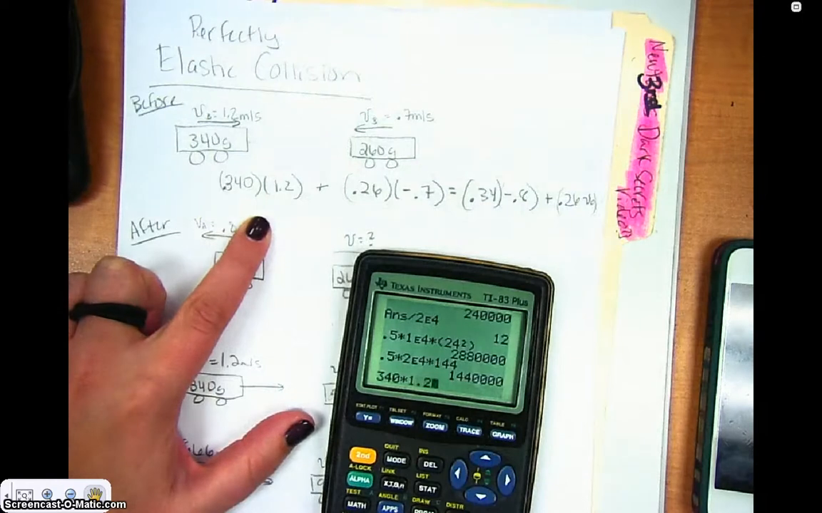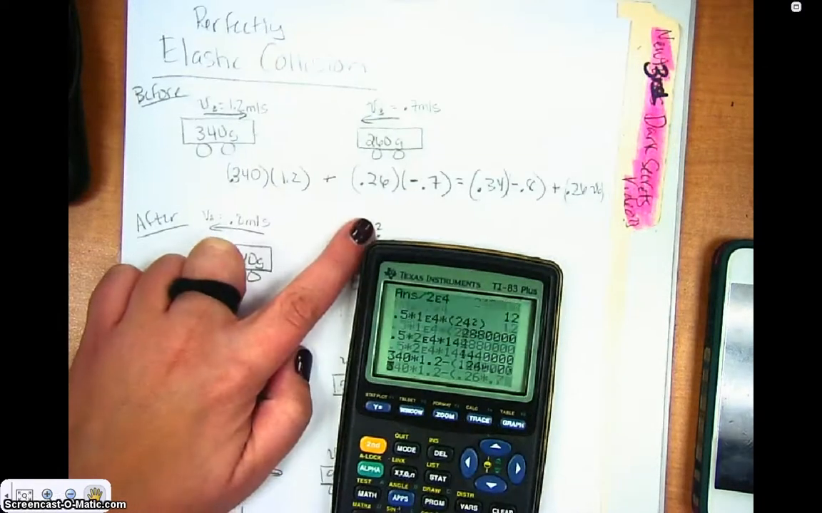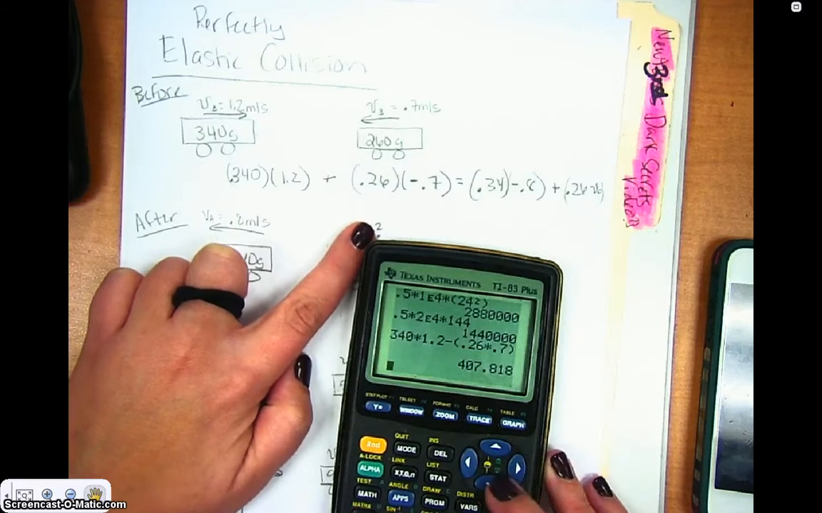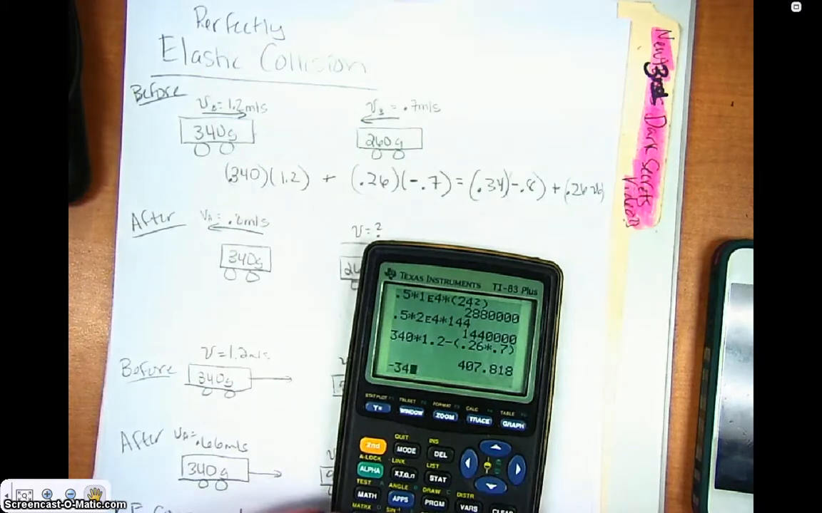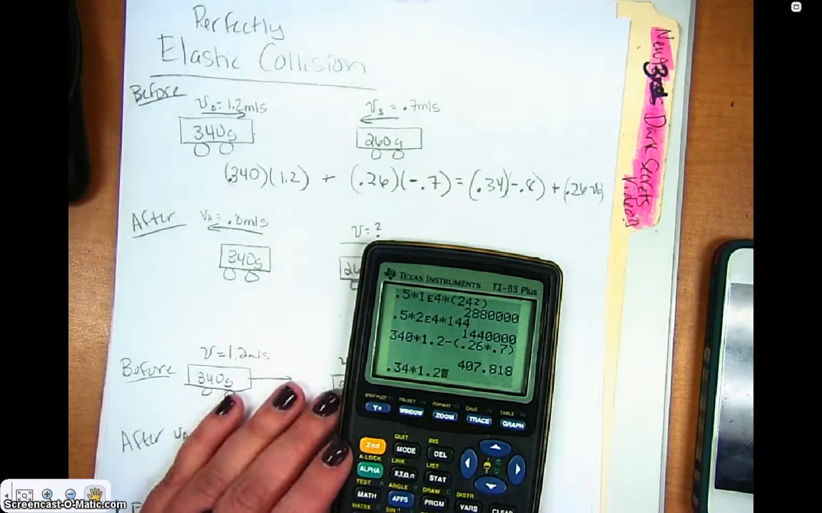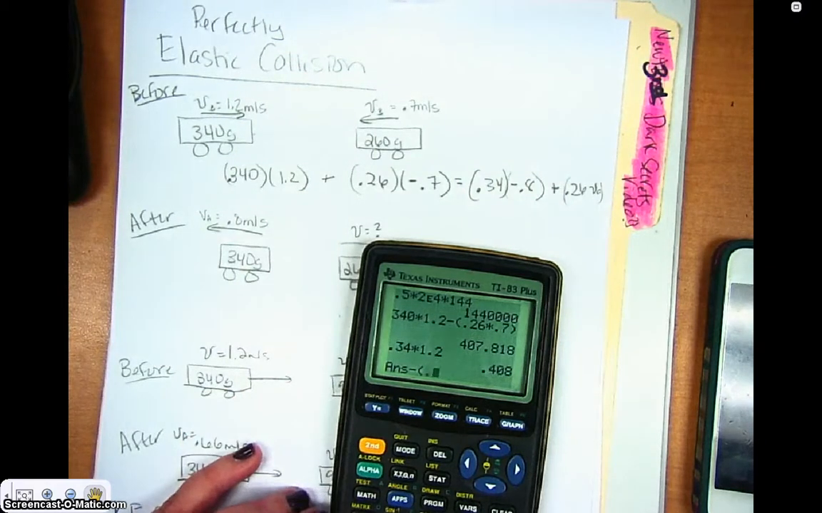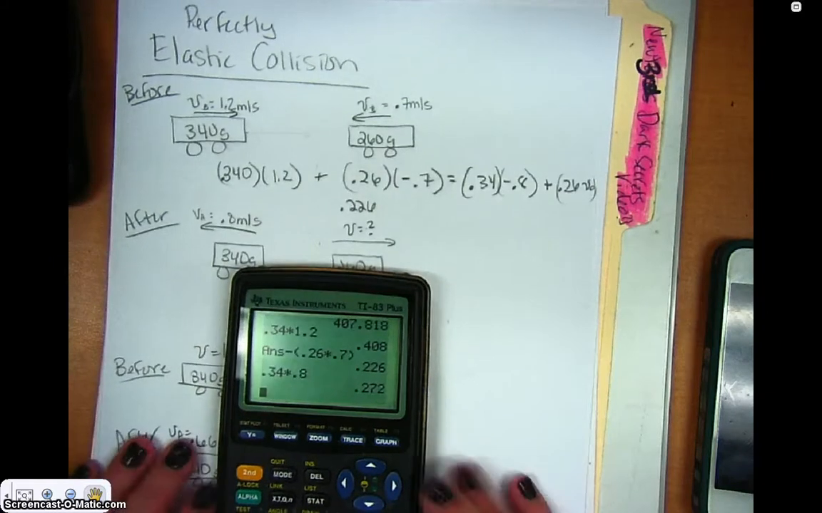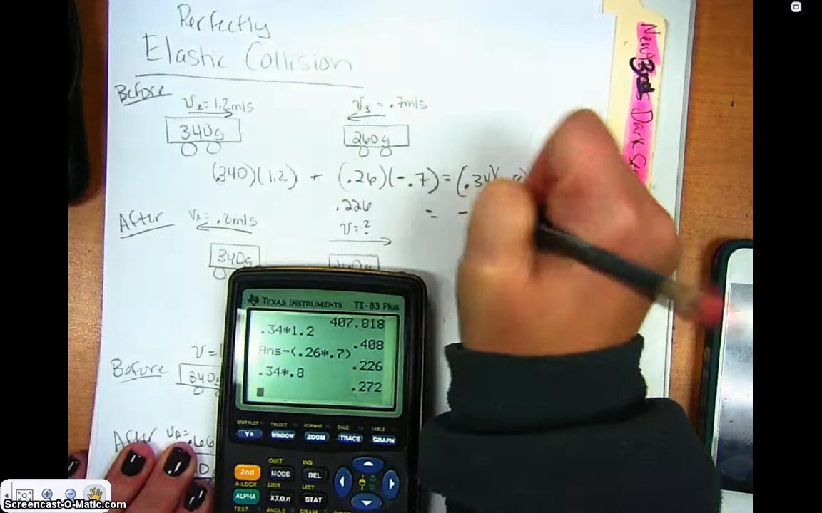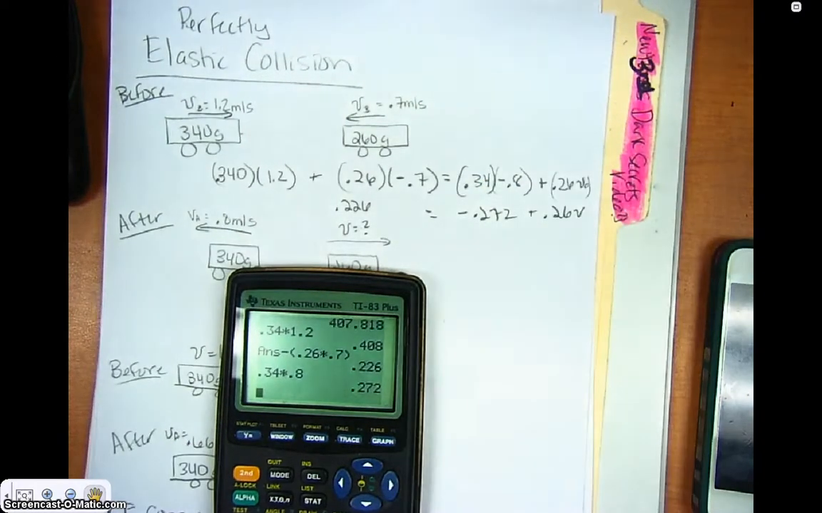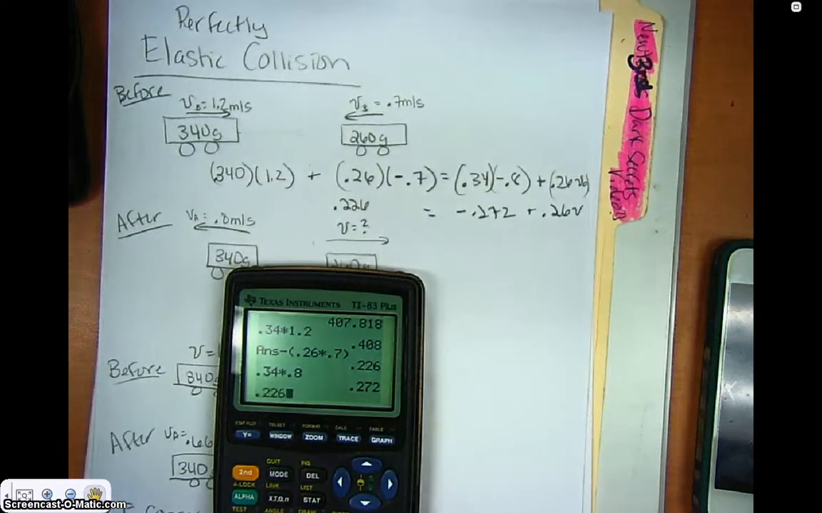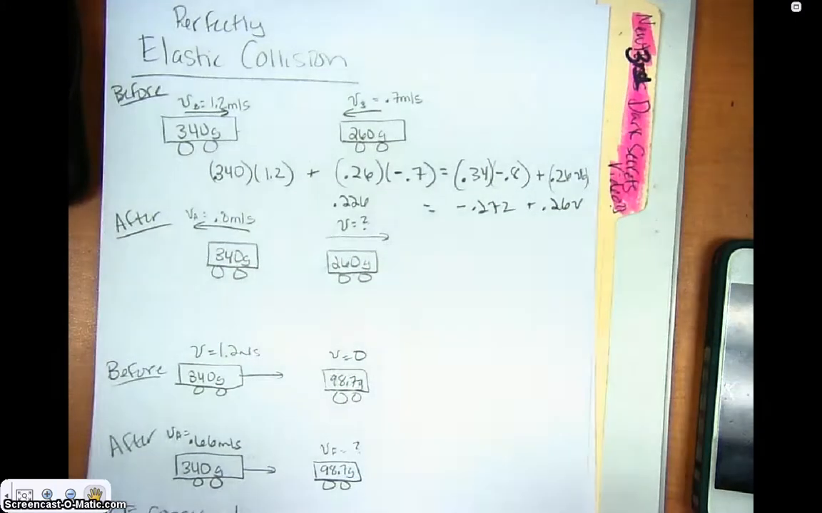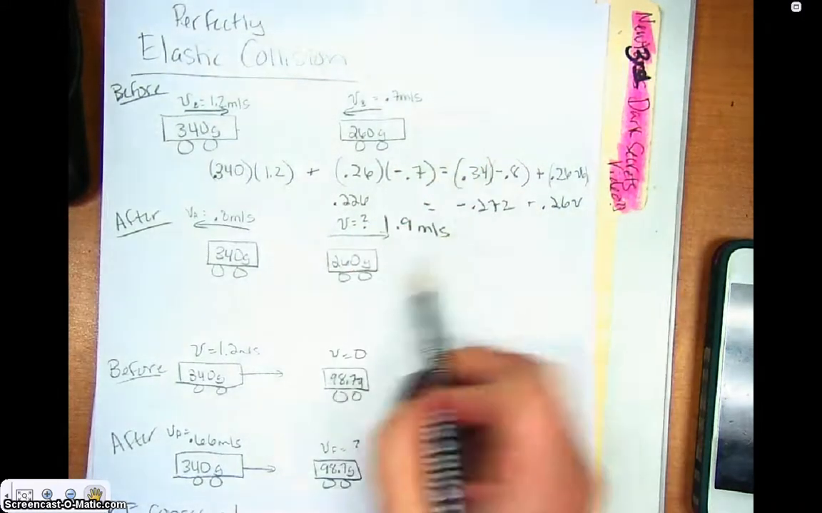I take 0.34, sorry, I knew that looked a little weird. So 0.34 times 1.2, and then we're going to subtract from that 0.26 times 0.7. And so on the left, I get a momentum of 0.226. And then over here, I've got 0.34 times 0.8. That's going to be a negative number, negative 0.272 plus 0.26 V. All right, so I just have to add those two together. So 0.226 plus 0.272, and then divided by 0.26, and I get my final velocity is 1.9. So 1.9 meters per second, and it's positive, so I know it's going to the right.